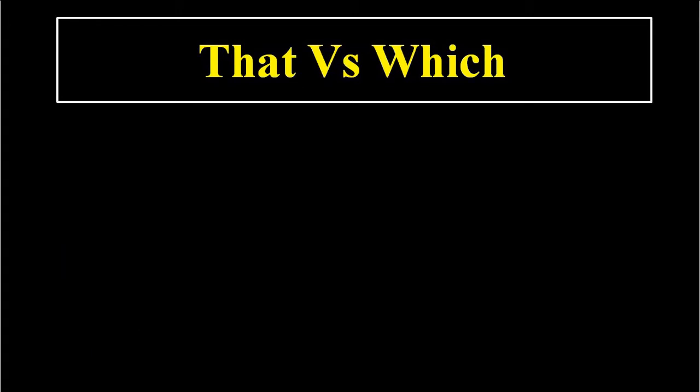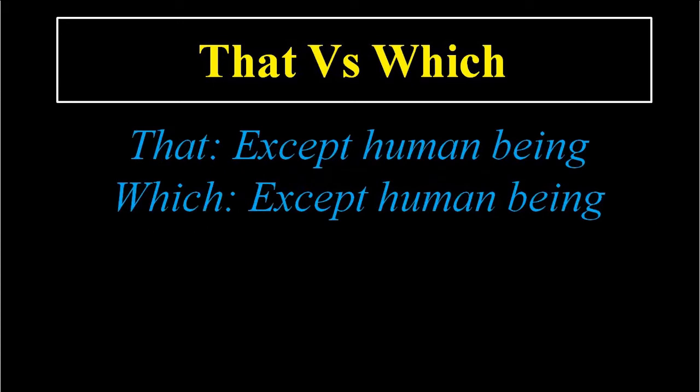The second common problem that you may encounter is called that versus which. That and which both are used for every noun except human beings. So that is for every noun except human beings, which is also for every noun except human beings. Yet there is a slight difference. That means general noun, but which means specific noun.